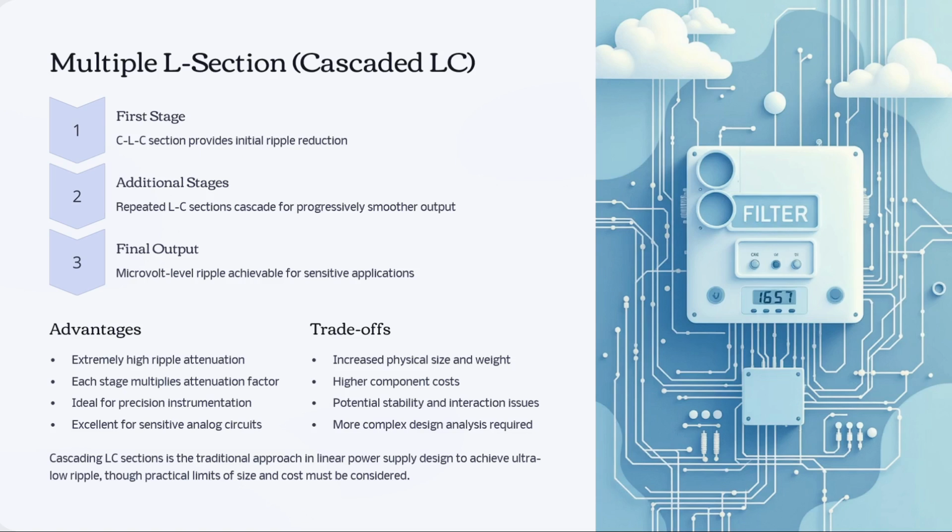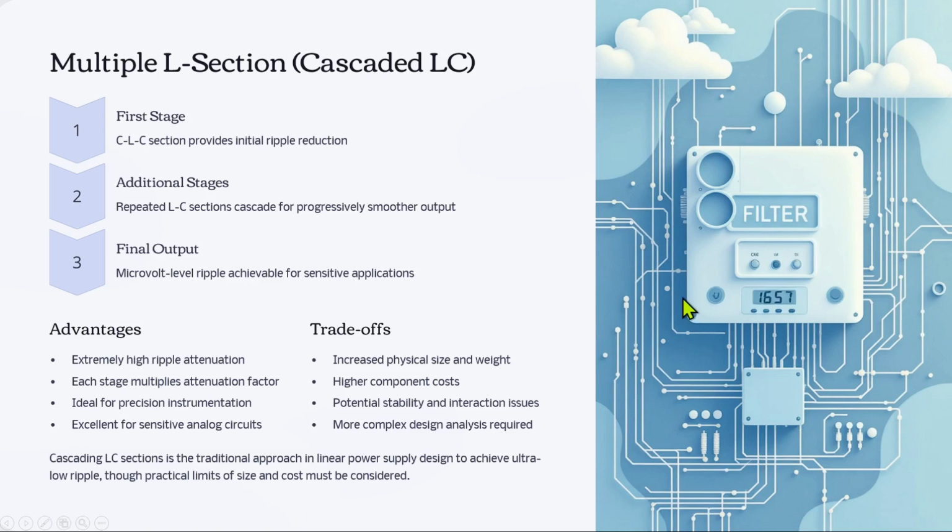Think of it as taking multiple cleaning stages, where each LC stage removes leftover ripples from the previous stage. These filters are used mostly in audio equipment, communication receivers, and sensitive analog circuits. They have extremely high ripple attenuation, and each stage multiplies the attenuation factor, ideally for precision instrumentation. And they are excellent for sensitive analog circuits. So these are multiple L section filters.